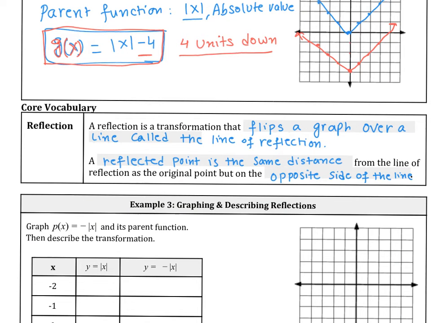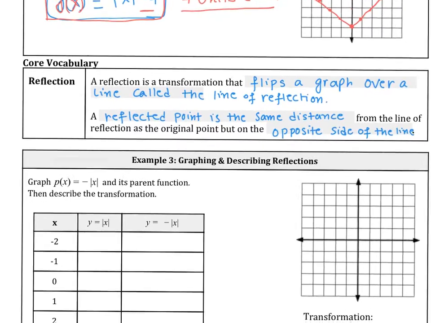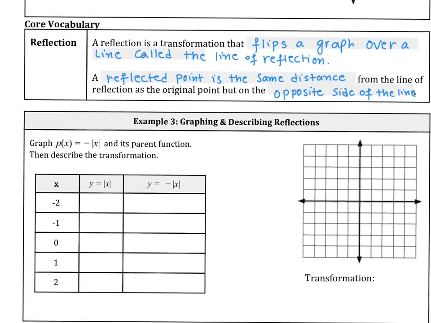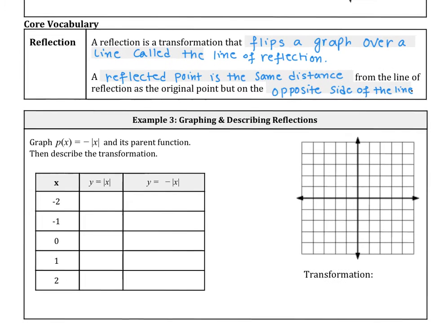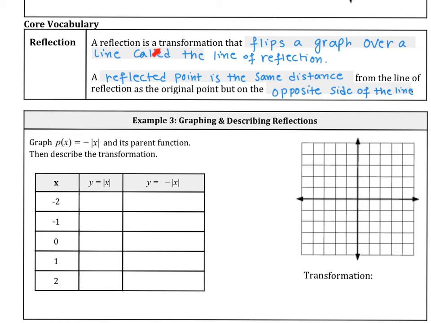Now let's look at the bottom vocab for reflection of the functions. A reflection is a transformation that flips a graph over a line called the line of reflection. A reflected point is the same distance from the line of reflection as the original point but on the opposite side of the line. So you're going to flip the graph over the line, and that line is called the line of reflection. Example number 3, graphing and describing reflections.